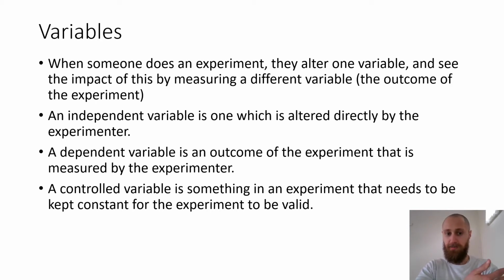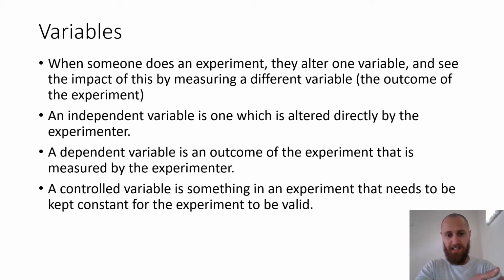Normally you see the independent and dependent ones quite a bit, and the controlled ones pop up. I like to include them in my junior science classes, but maybe you haven't seen them as much. So the independent variable is the one which is altered directly by the experimenter, and a dependent one is what you measure as the outcome of the experiment.